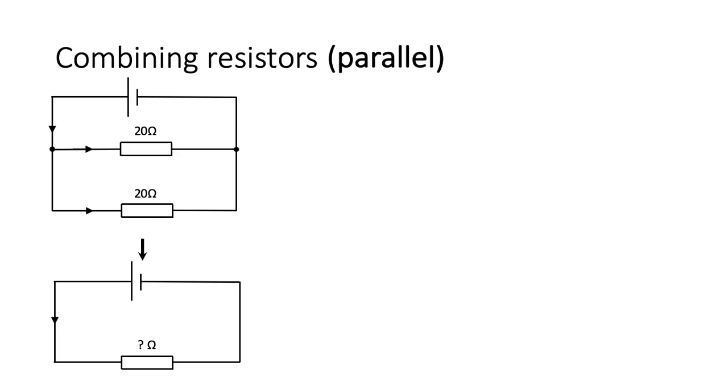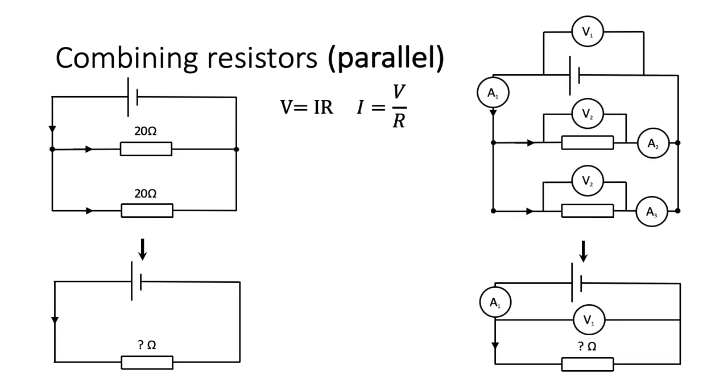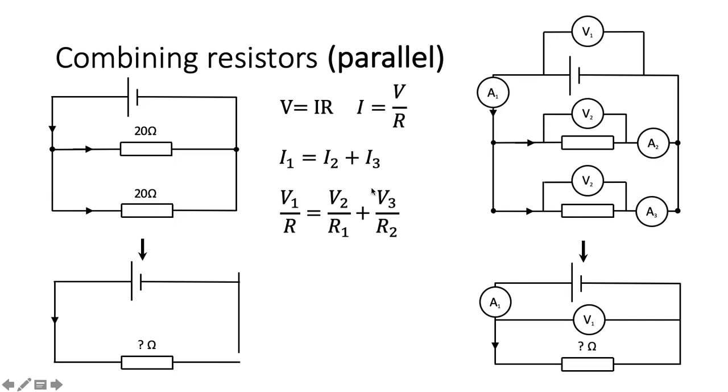Now looking at parallel resistors, we can set up the same arrangements of ammeters and voltmeters so we can see what's going on in the system. And now we can rearrange V equals IR in a different way to give us I equals V divided by R. We know that for a parallel circuit, the current I1, as measured at A1 here, equals I2 plus I3, as measured at these two ammeters. That's the rule for a parallel circuit. So I1 is V1 divided by R, just this equation here. So the current through here equals V1 divided by whatever this resistance is.